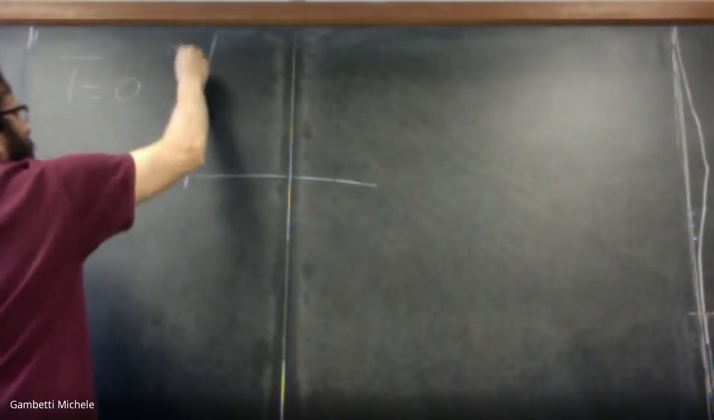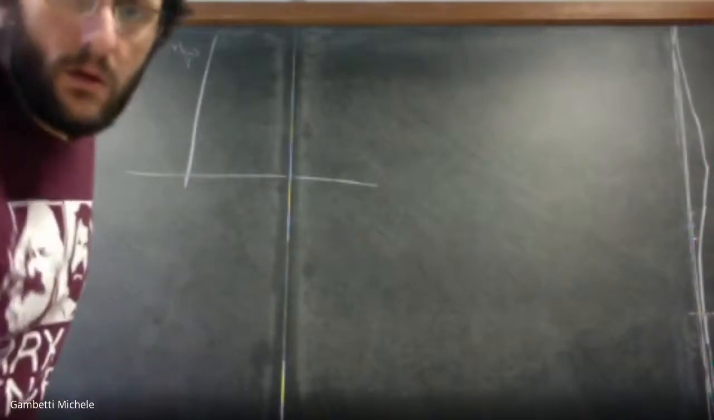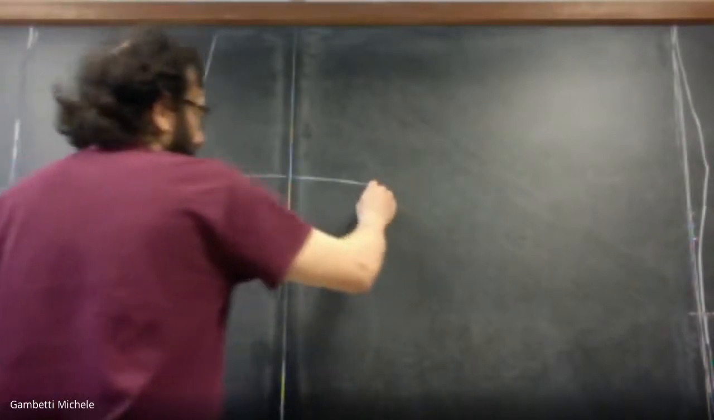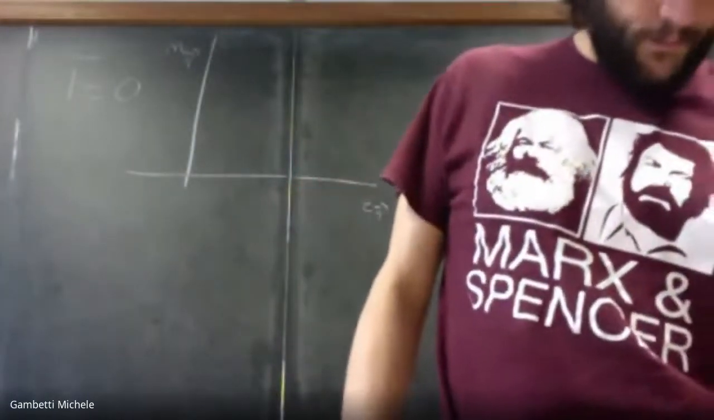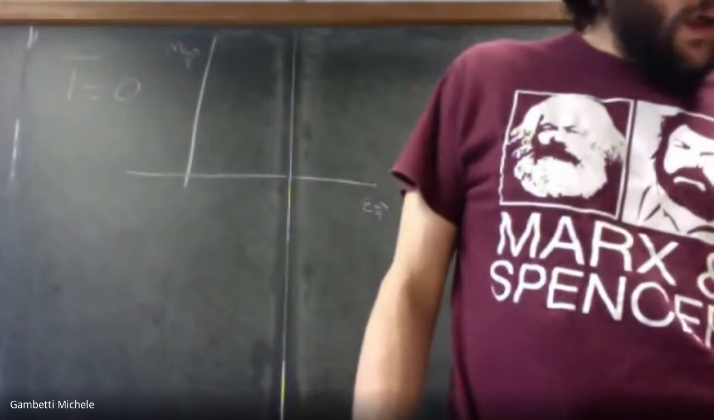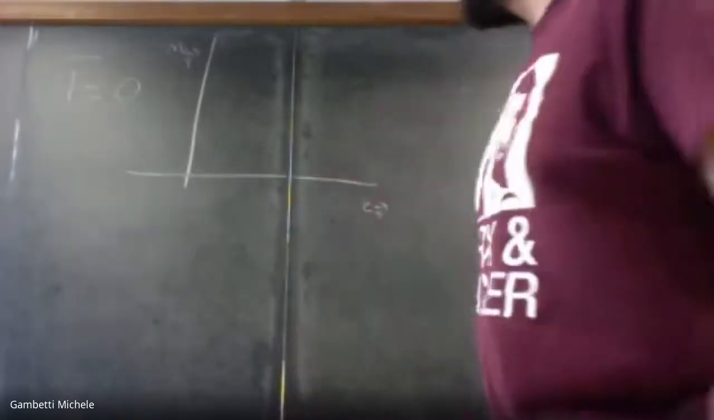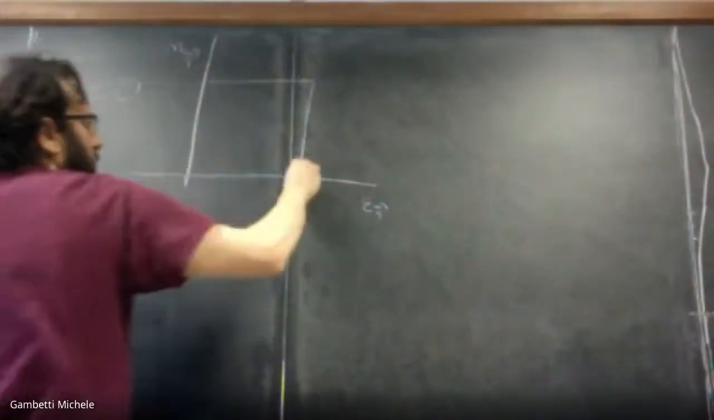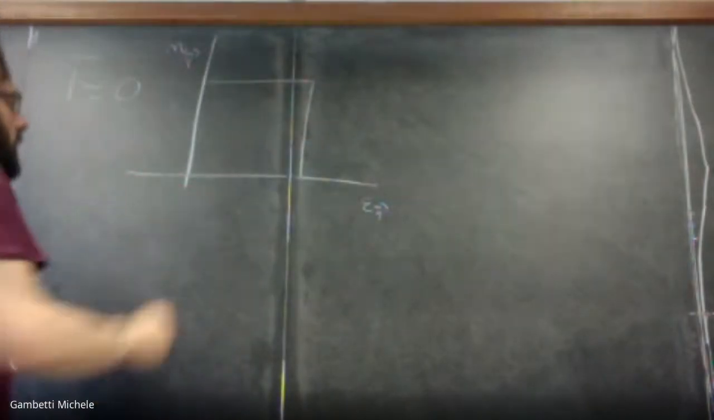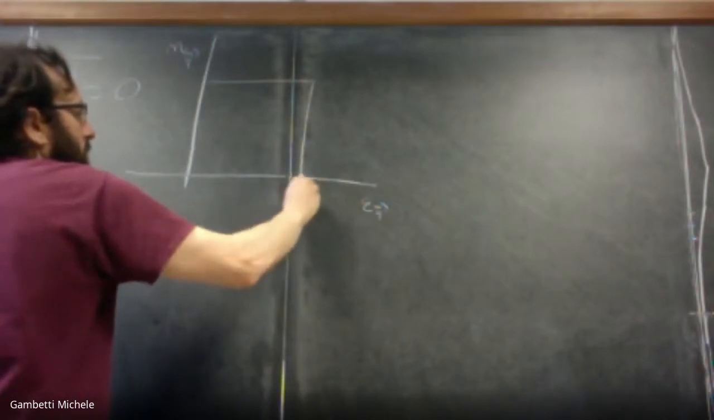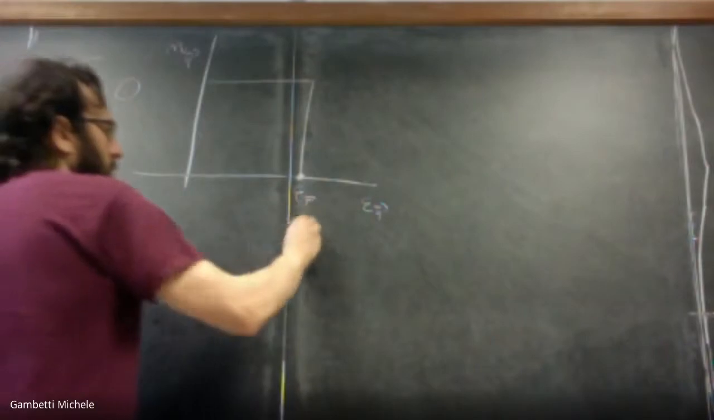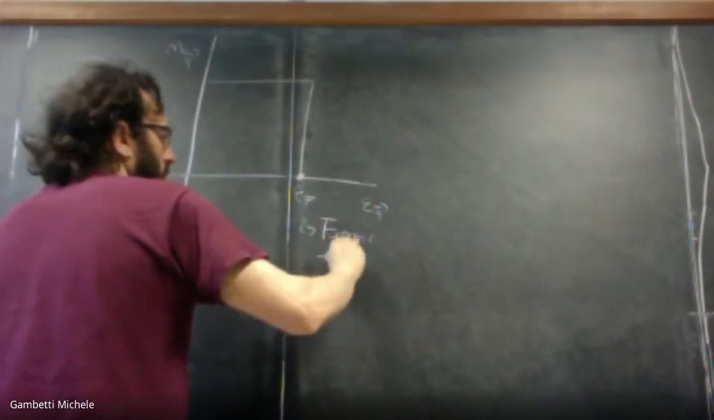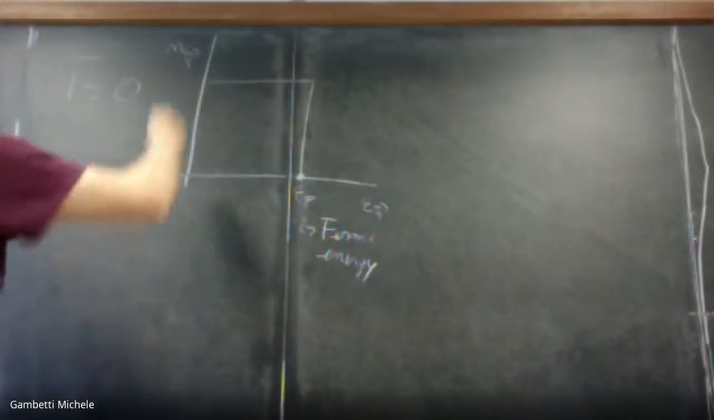So at T equals zero, what happens is that the occupation number n of q, where q is the wave number, as a function of epsilon q, so how many particles are in the state epsilon q, depending on the energy. So at T equals zero, basically this is a theta function, kind of, it's zero above a certain value of the energy, which is the Fermi energy, and it is one below.